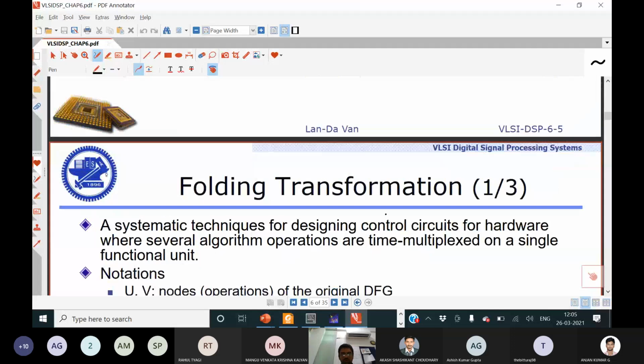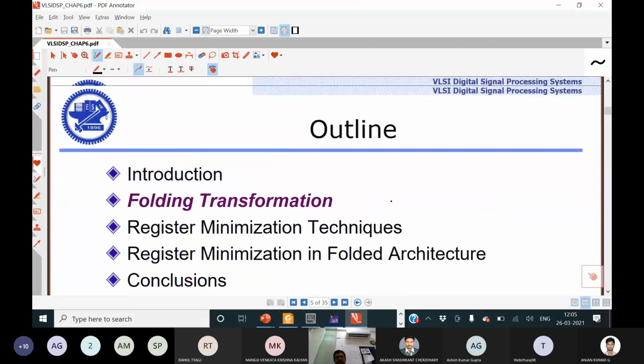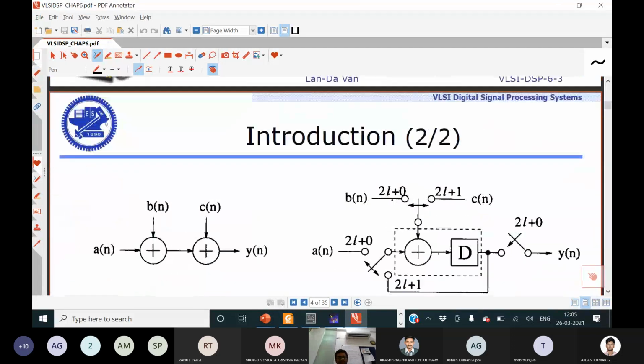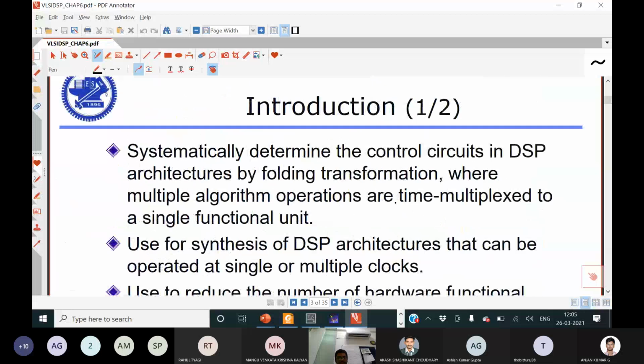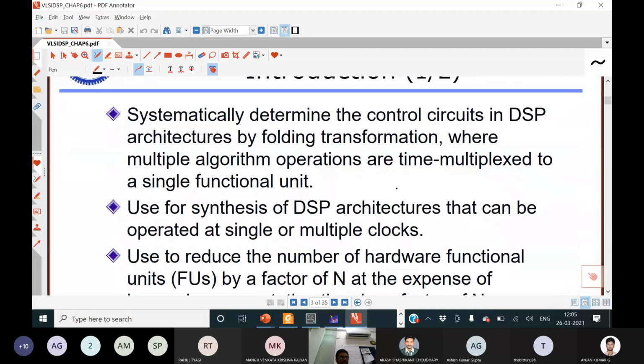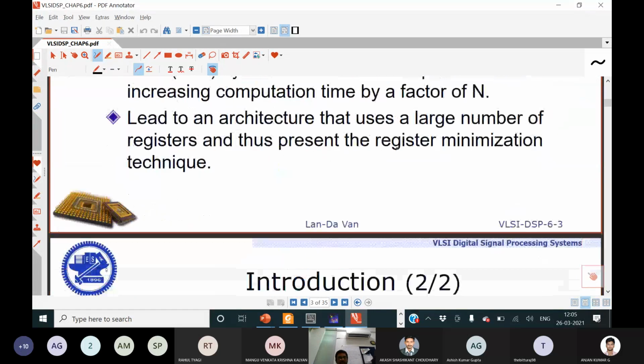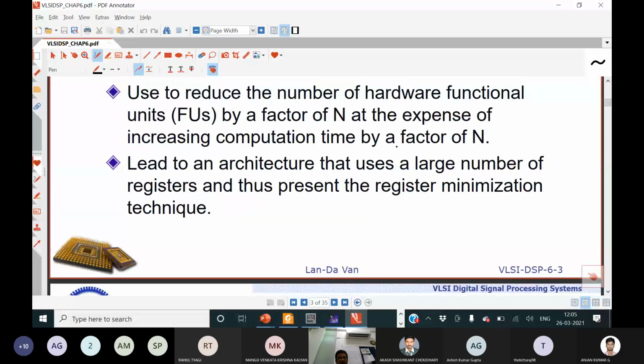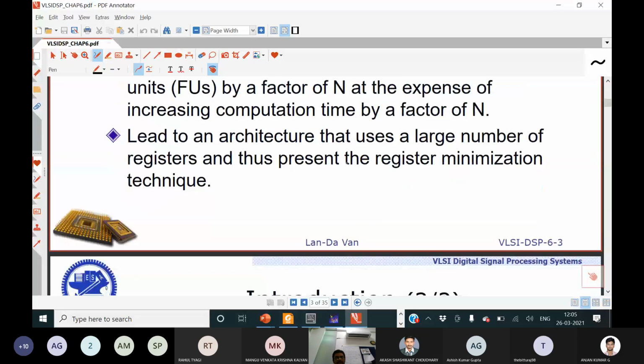Okay. So yesterday we started with folding, where basically we go for area optimization with the help of folding. So you can reuse the function n number of times with the penalty of increasing the computational time n.